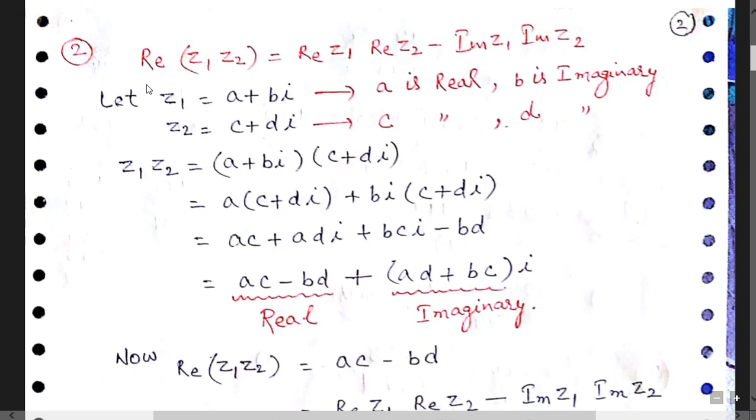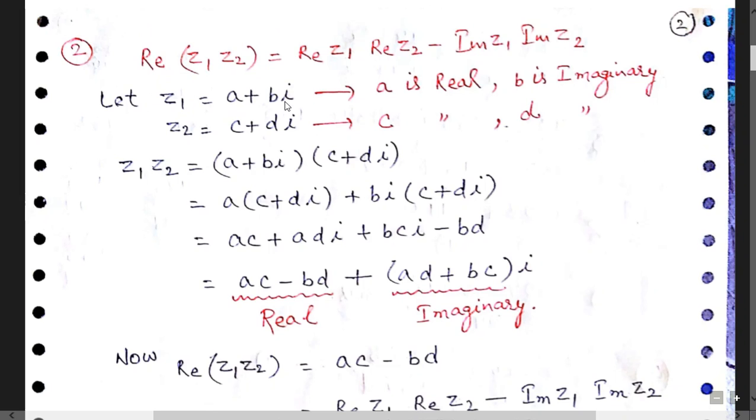Question number 2. The statement is real, RE stands for real and IM stands for imaginary. Real Z1 Z2 is equal to real Z1 real Z2 minus imaginary Z1 imaginary Z2. We have to prove this, and you can take any example or any complex number.